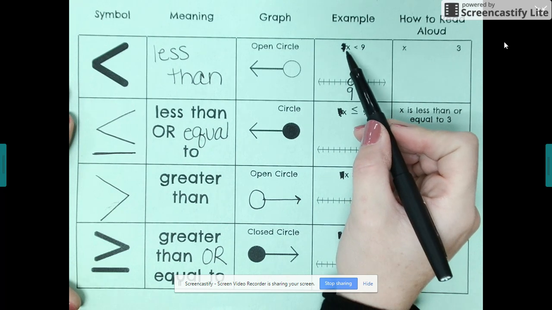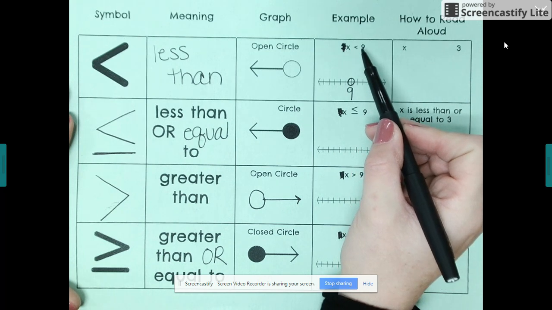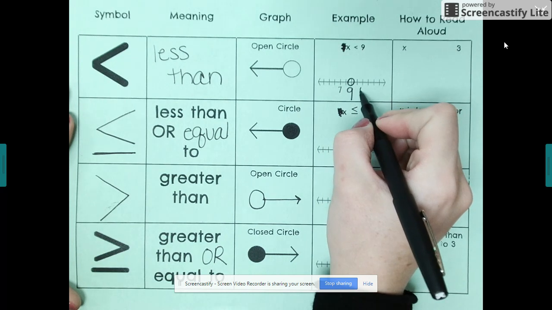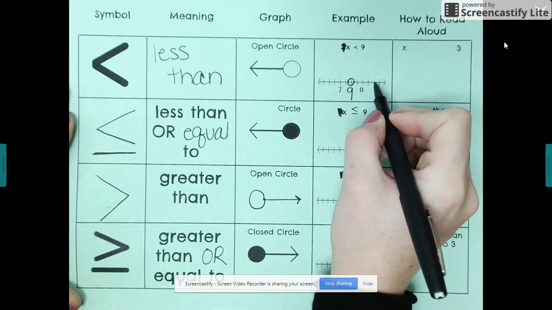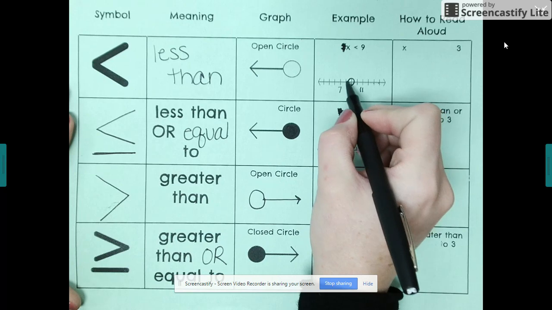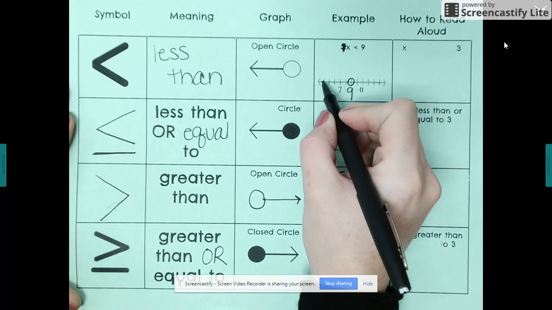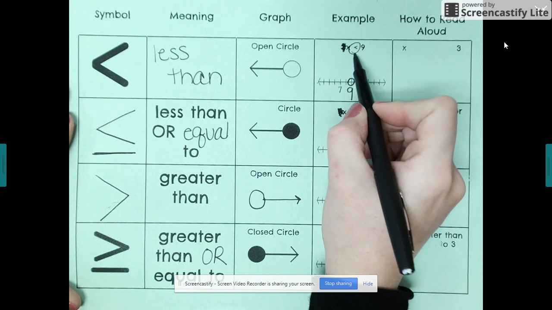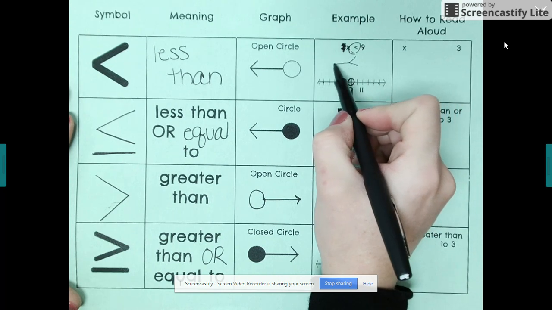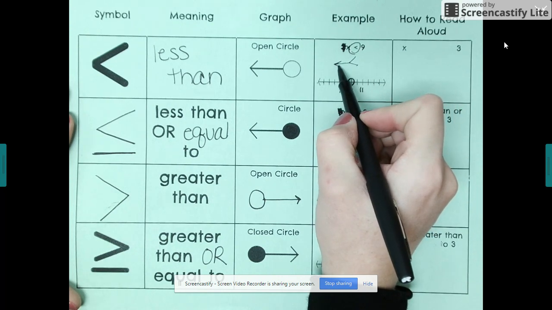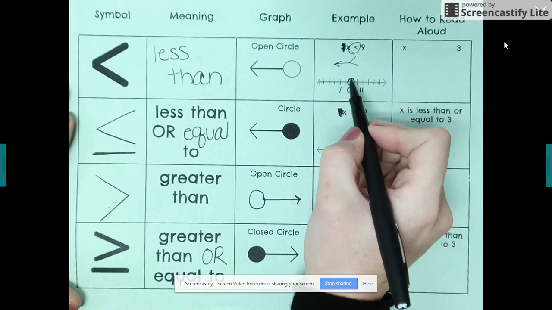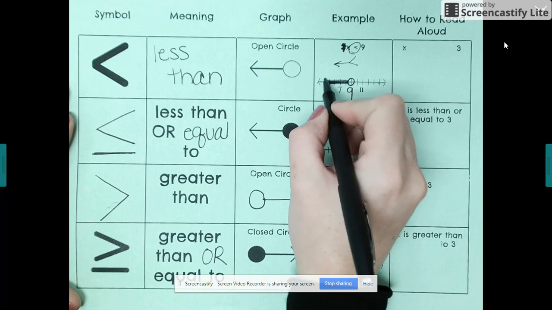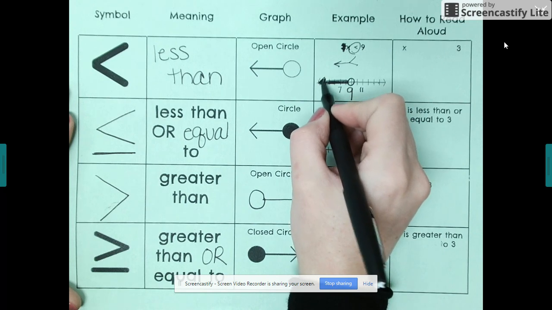And where are all of my numbers less than 9? Okay? So here is 7, 10, 11, 12, 13, 14, 9, 8, 7, 6, 4, and 3. So also, if you think about this arrow is pointed towards this way, okay? So therefore, I'm going to shade this way. Okay, this should be all review.